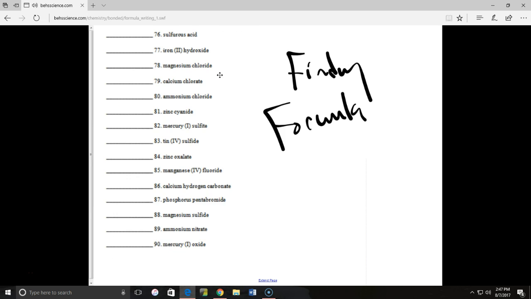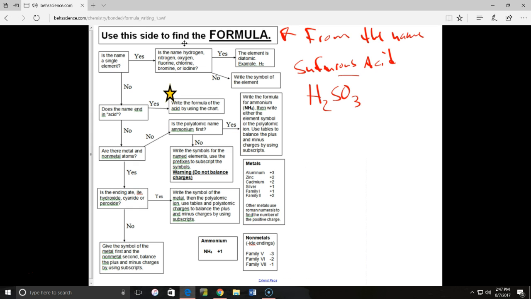The second one here, 77, is iron 2 hydroxide. Alright, so we just ask ourselves these questions. Is it the name of a single element? No. It says iron and hydroxide. Does it end in acid? No. It ends in hydroxide.